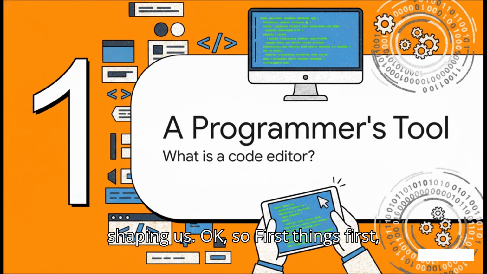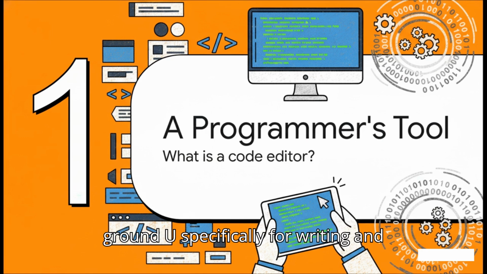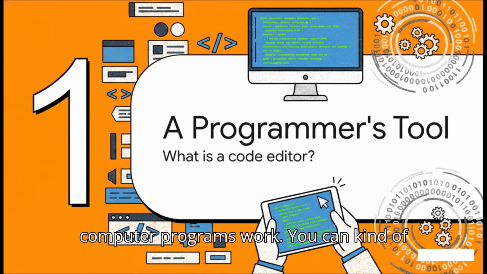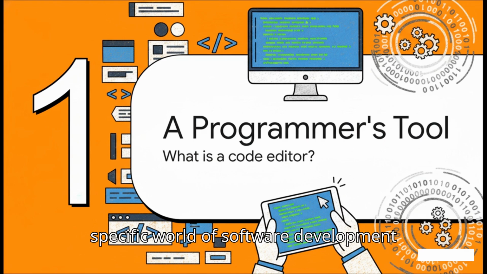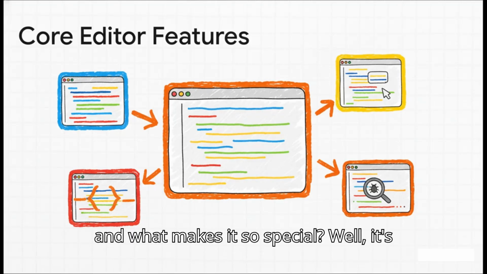Okay, so first things first, let's get our terms straight. What exactly is a source code editor? Well, at its heart, it's a text editor, but a super specialized one. It's built from the ground up specifically for writing and editing the source code that makes computer programs work. You can kind of think of it like a word processor, but totally supercharged for the very specific world of software development.